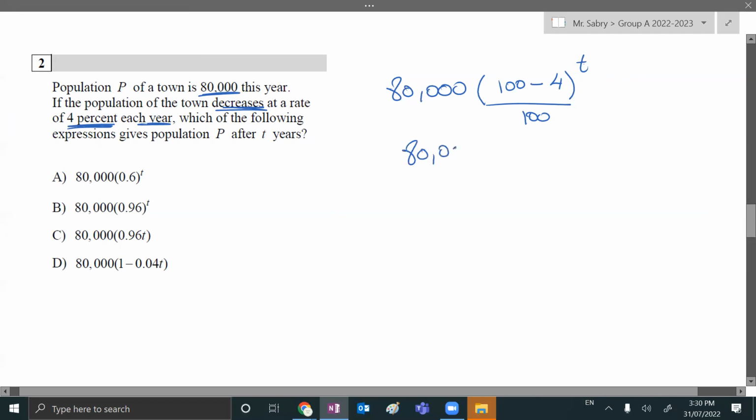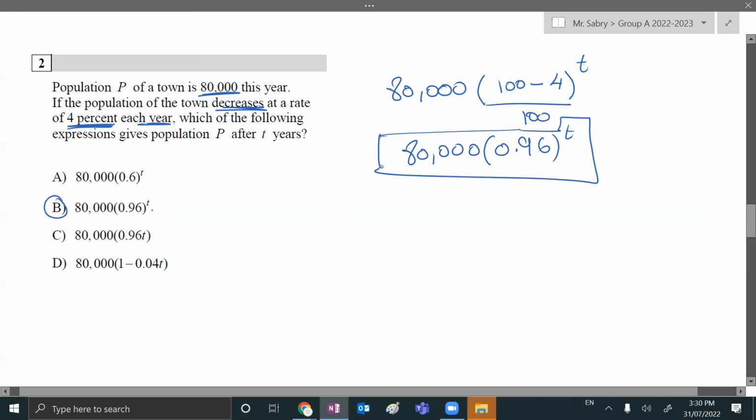When you calculate this, it will become 0.96, all to the power of t. So then when you look at the choices, B must be the correct one. Because it decreases by 4%, then this must be 0.96 فعلا. And because we started with 80,000, then this must be the 80,000. C is incorrect because T is multiplied. D is incorrect as well because T is multiplied. A is incorrect because this means that it decreases by 40%, not 4%.